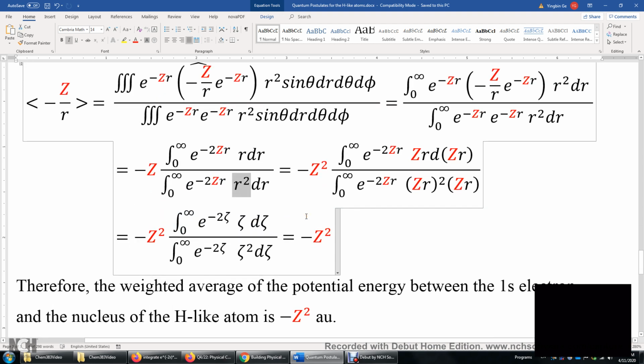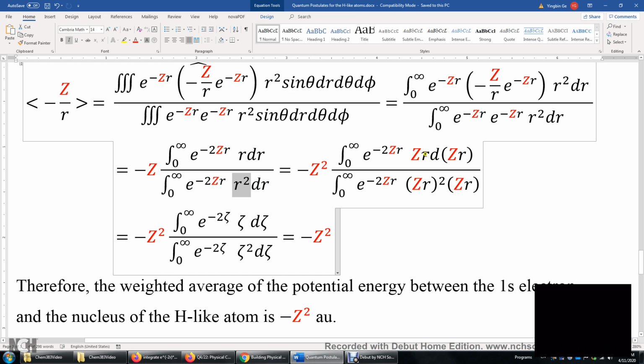Now let's use variable substitution. I'm going to replace this Z times r, the product of this Z and r, with zeta. So zeta equals Zr. This is going to be e to the power of negative 2 zeta. This is going to be e to the power of negative 2 zeta. But when we do that, we need to replace this r with zeta over Z. We replace this r with zeta over Z, this r squared with zeta over Z squared.